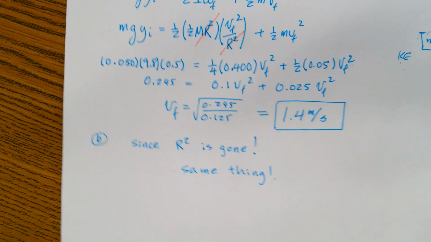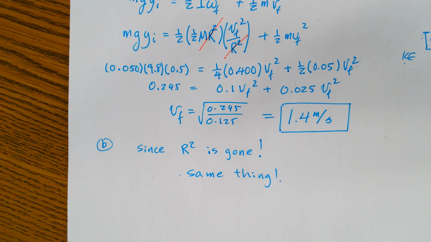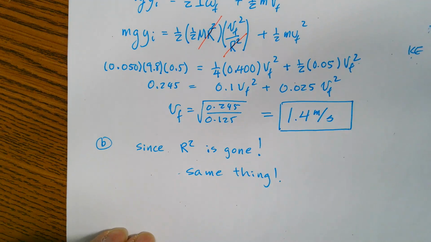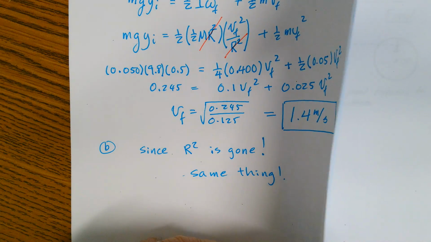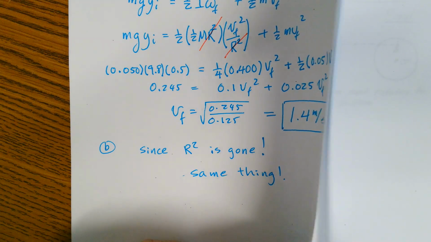Right? Since r squared is gone, same thing. All right? All right. Let's take a look at 18. I'll help you set this up. Okay.